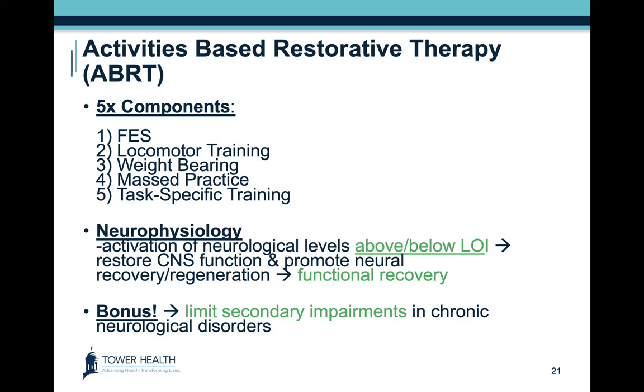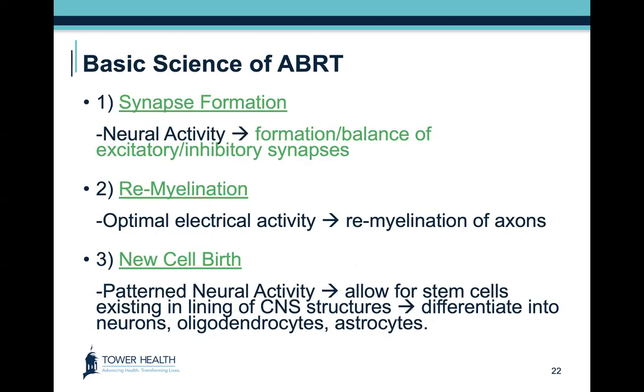But this concept of ABRT, it's not rocket science, it's exercise science is what we like to say. It's the concept that with continued physical therapy and providing different kinds of stimuli to the body and the spinal cord, you can facilitate recovery. These 5 components you see here, FES, so functional electrical stimulation, locomotor training, weight bearing, mass practice, and task-specific training, are just concepts. You can achieve each of those things utilizing multiple different interventions. I'm going to skip this for sake of time.